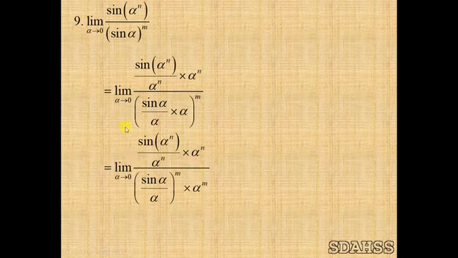Which is equal to limit alpha tends to 0, (sin alpha)^n divided by alpha^n into alpha^n divided by, so the denominator can be written as (sin alpha by alpha)^m into alpha^m. Now its value is 1. Remaining you have alpha^n divided by alpha^m. So this can be written as alpha^(n-m).